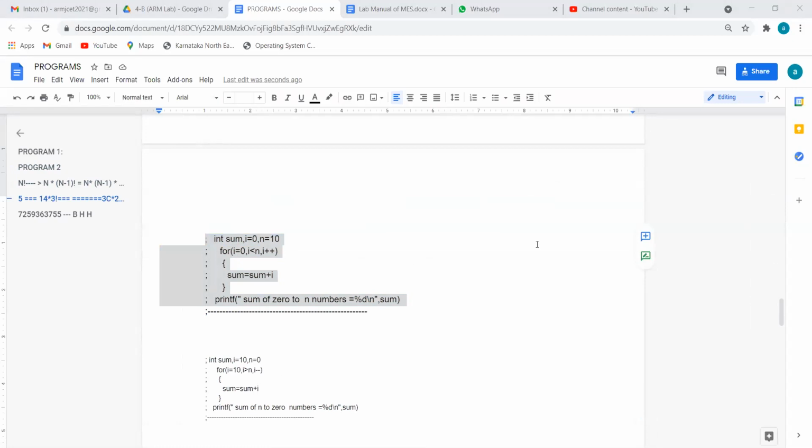So value initial sum is 0, I is 0, n is 10. For I equal to 0, I less than n, I plus plus, sum is equal to sum plus I. Initial sum, if you want, you can initialize that also equal to 0. I is also 0. So what is the answer? What is the purpose of this program which is selected right now? What is the problem definition for that C program?